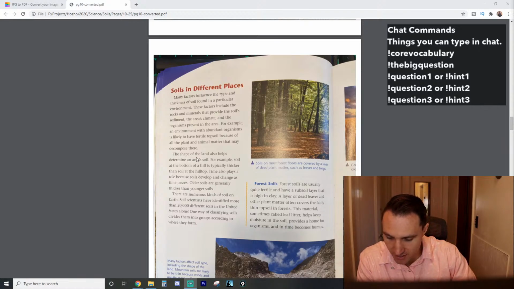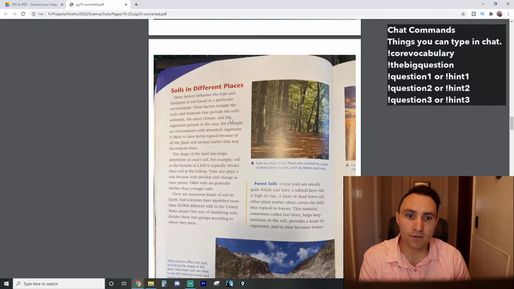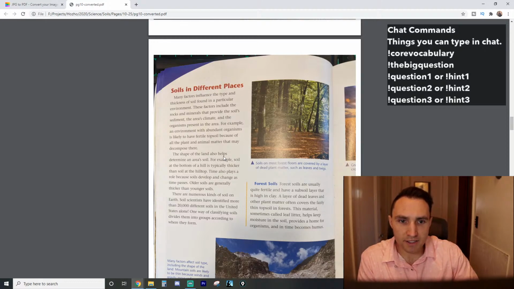Okay, so soils in different places. All right, let's follow along right now. Many factors influence the type and thickness of soil found in a particular environment. These factors include the rocks and minerals that provide the soil sediment and the area's climate. The organisms present in the area, for example, an environment with abundant organisms is likely to have fertile topsoil because of all the plant and animal matter that may decompose there.